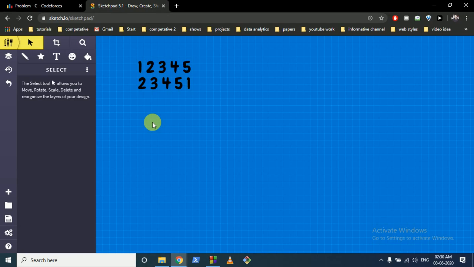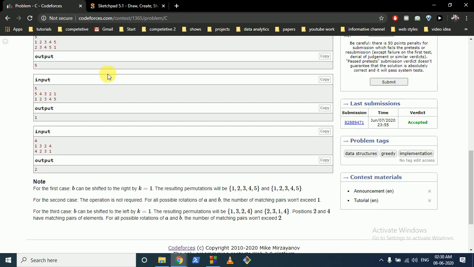You cannot do it for every position, but let's assume this 2 will be matched at this position. If it is cyclically shifted one place to the right, it will come to its original place, and they will be matched. Or you can left shift it by 3 places. I hope you understand, because there is no restriction on left shift or right shift.